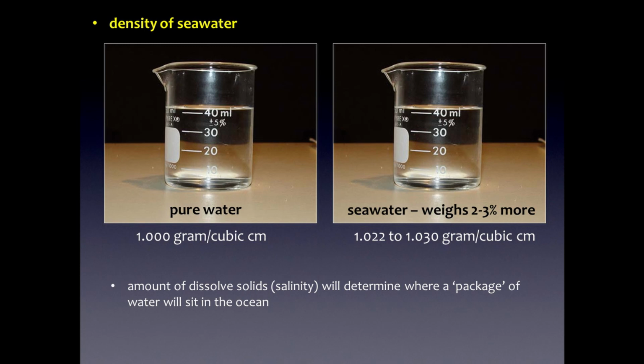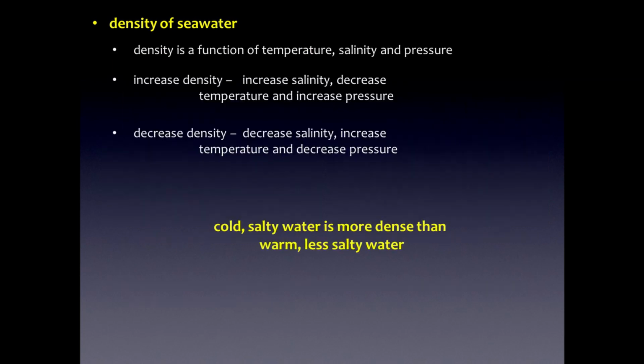What's going to end up happening is that the amount of dissolved solids in what we can think of as a package or layer of water will determine where that water will sit in the water column of the ocean. What we see quite simply is that to increase the density, we have an increase in salinity, a decrease in temperature to colder water, and an increase in pressure. To decrease the density, we have a decrease in salinity or lower salinity levels, increasing temperature, and decreasing pressure.